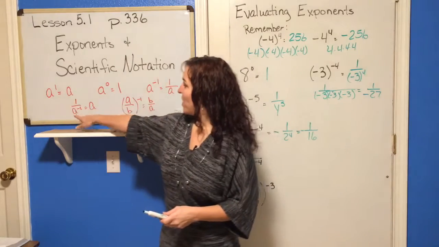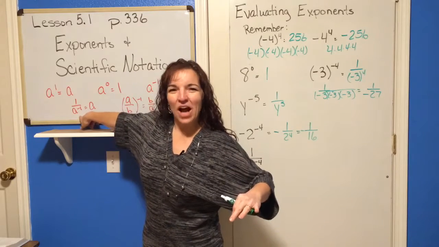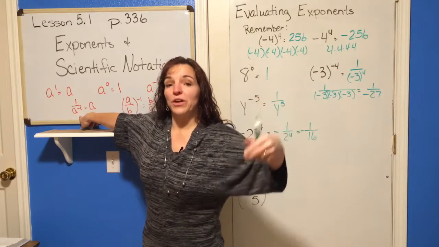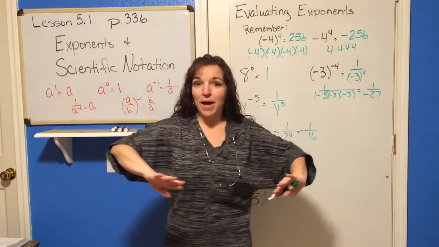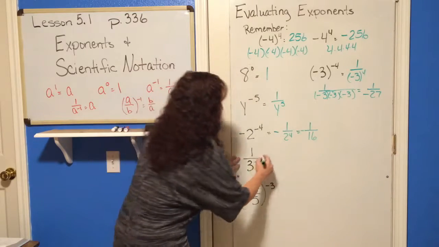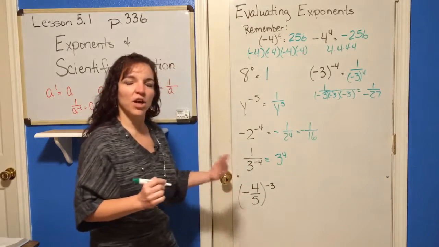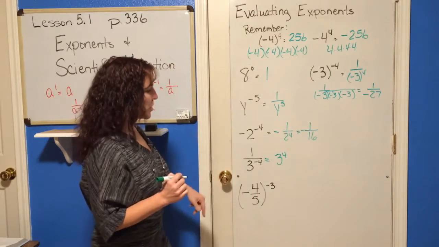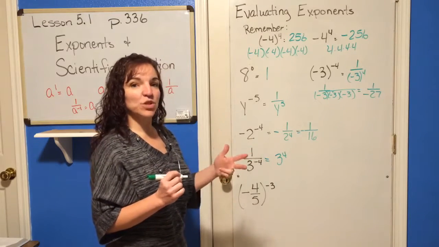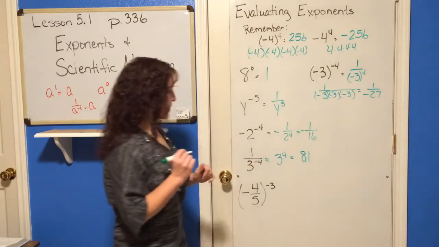All right. 1 over 3 to the -4. Now, if we have a negative exponent in the denominator of our fraction, that's actually going to flip it up to the numerator because it starts out in the bottom, and so a negative exponent is going to flip it to the opposite. So now we're going to have 3 to the 4th power, and this is 3 over 1, and anything over 1 is itself. So 3 to the 4th power is 3 times 3 is 9, 9 times 3 is 27, 27 times 3 is 81.